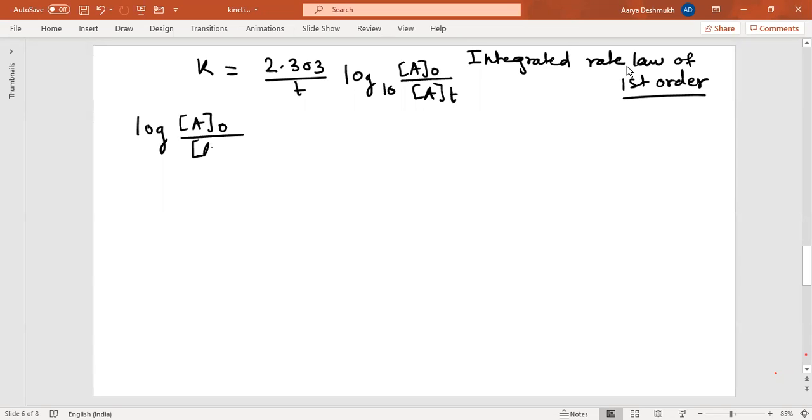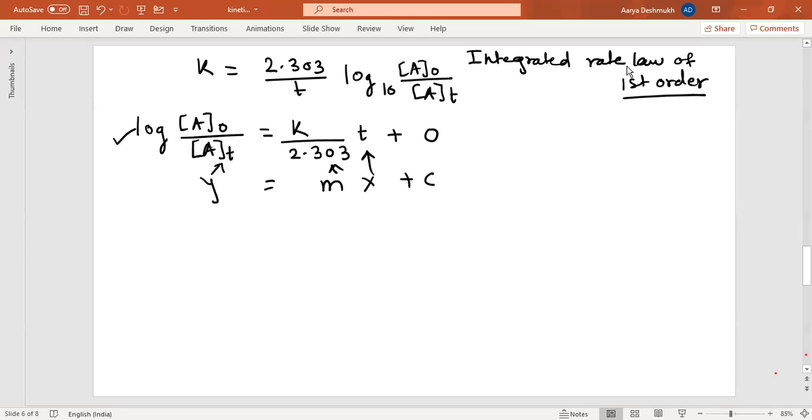In addition to this, you can plot the graphs also. It is not necessary that only this much can be done. Whatever I'm just telling you, plus 0. Okay. So this is another way you can write the equation by rearranging this. So this is again y equals mx plus c. Now this is your y, this is your slope, and this is your x-axis.